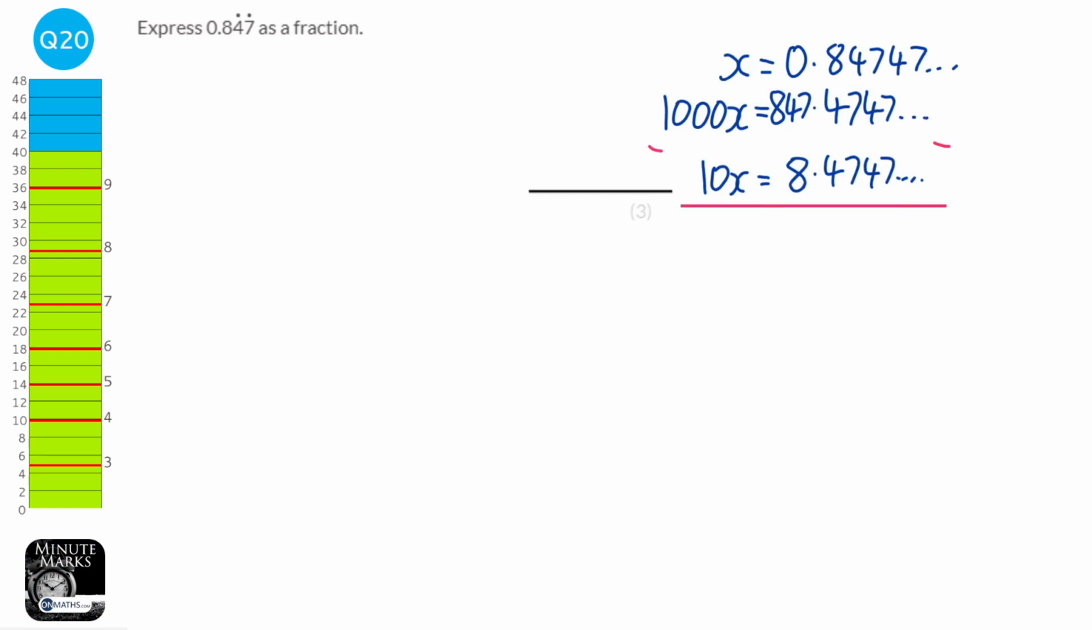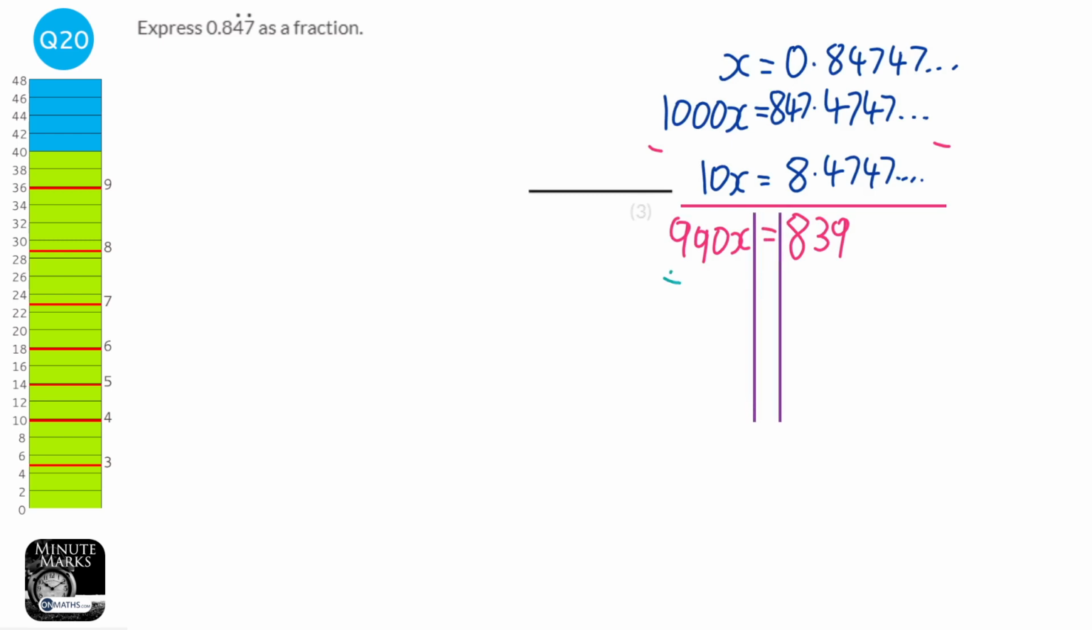So 1000x take away 10x, and that's going to be 990x, and then 847.4747, etc. take away 8.4747, etc. It's just going to be the same as 847 take away 8, because the recurring stuff will just cancel each other out. So 847 take away 8 is 839. And now I'm just going to put my lines in.